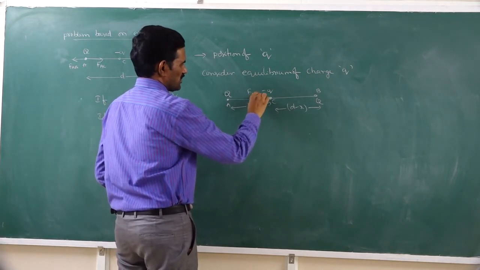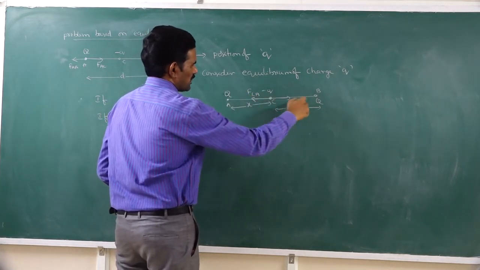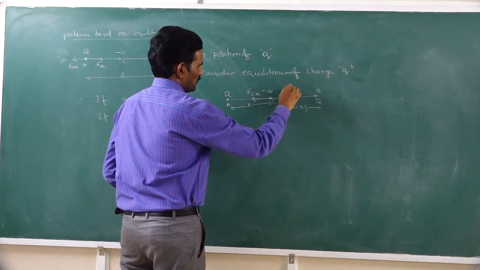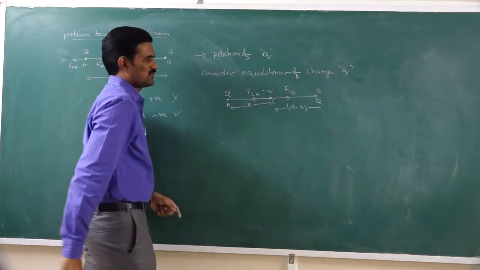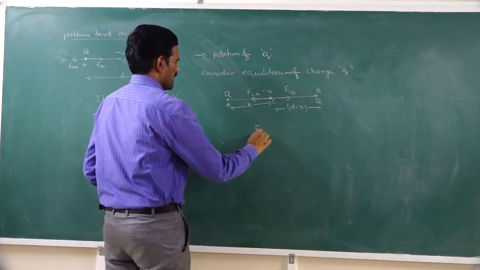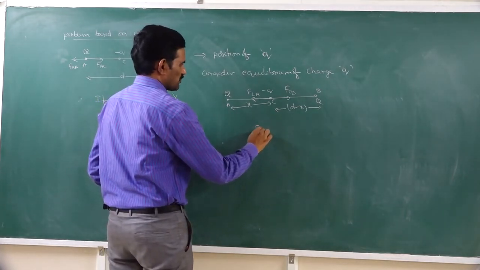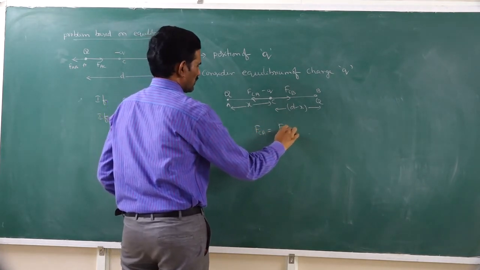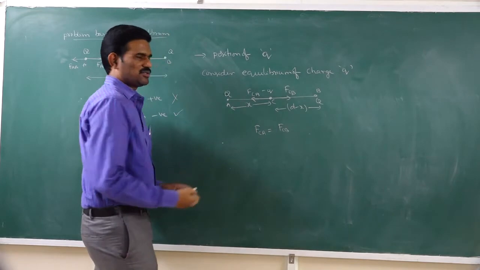Force acting on C due to A. And similarly this force acting on C due to B should be along this direction, that is also opposite. And so as the charge C, small q, is in equilibrium, I can write FCA must be equal to FCB. They are equal in magnitude.